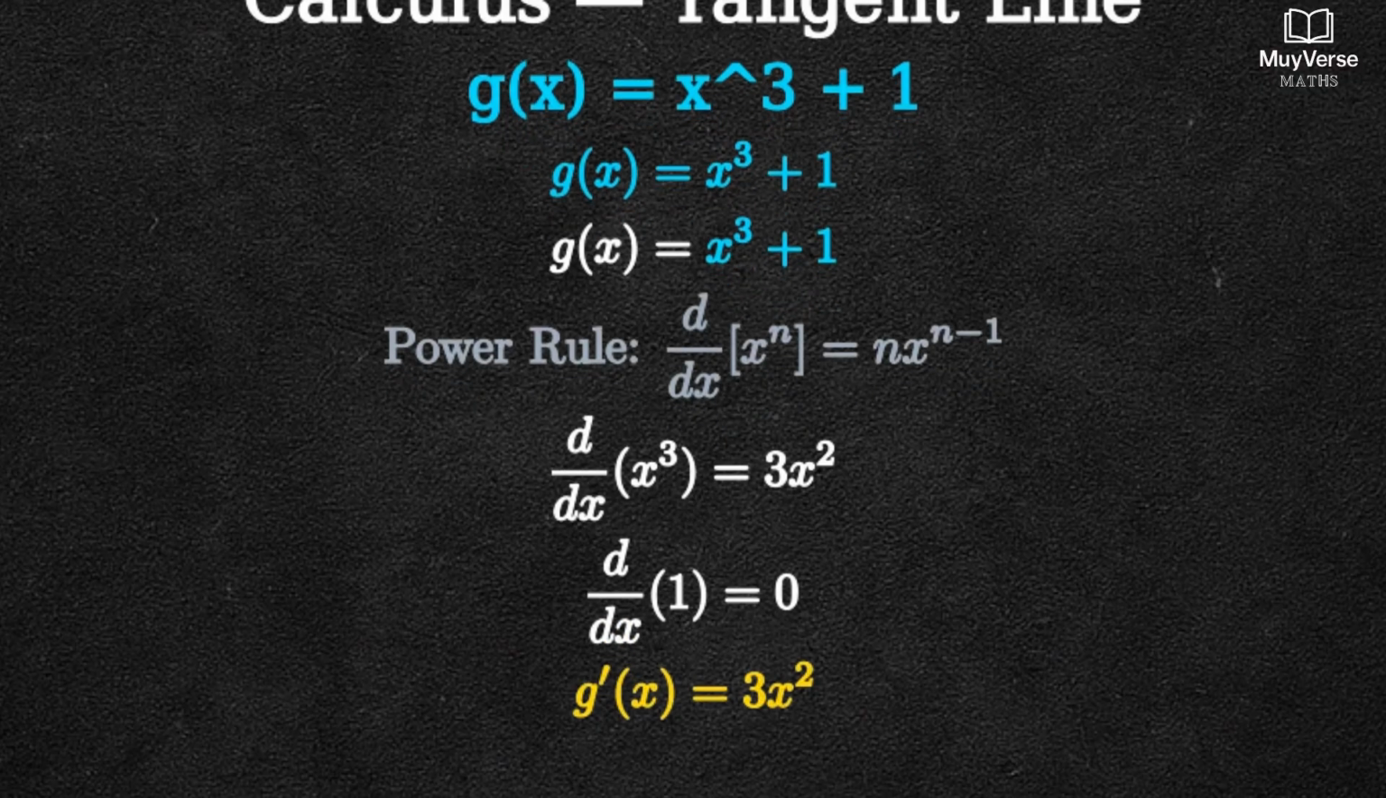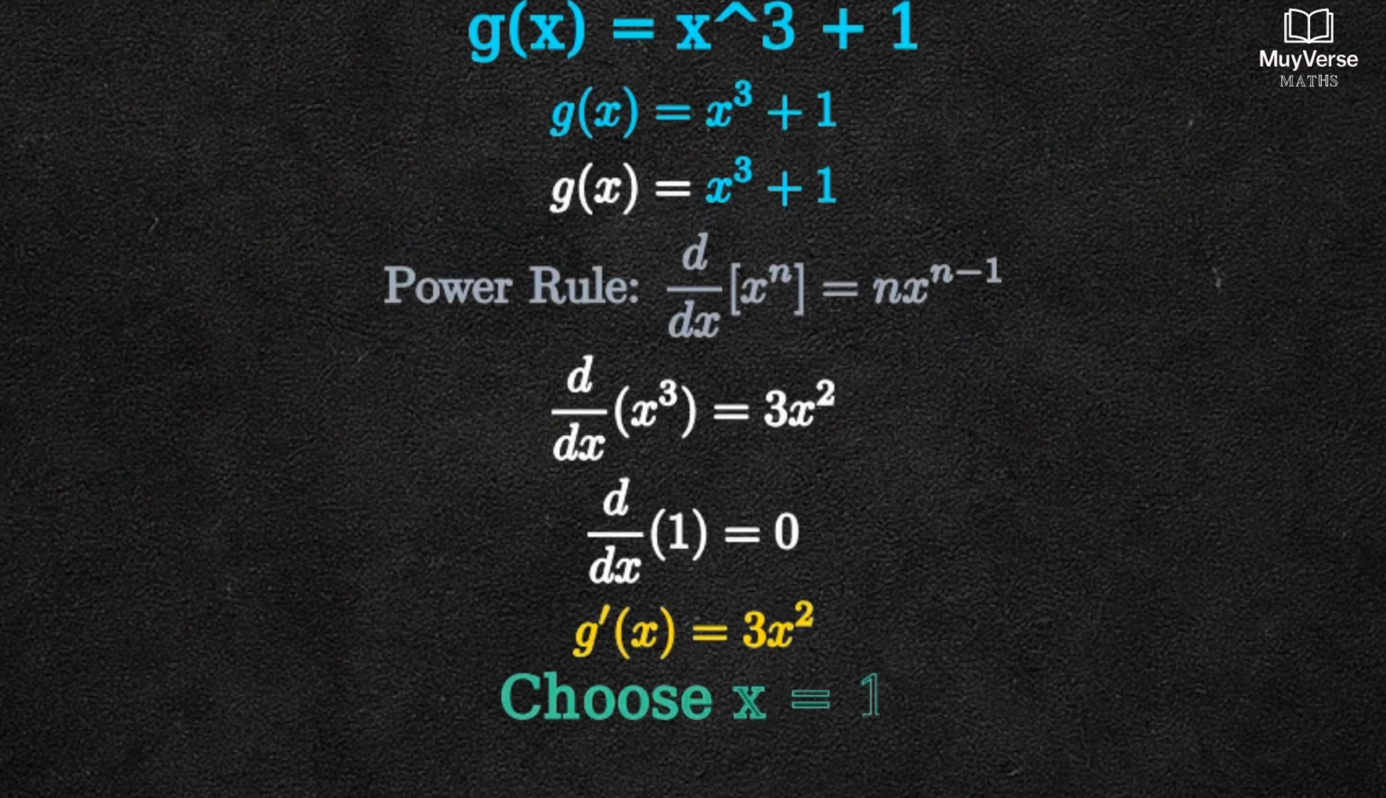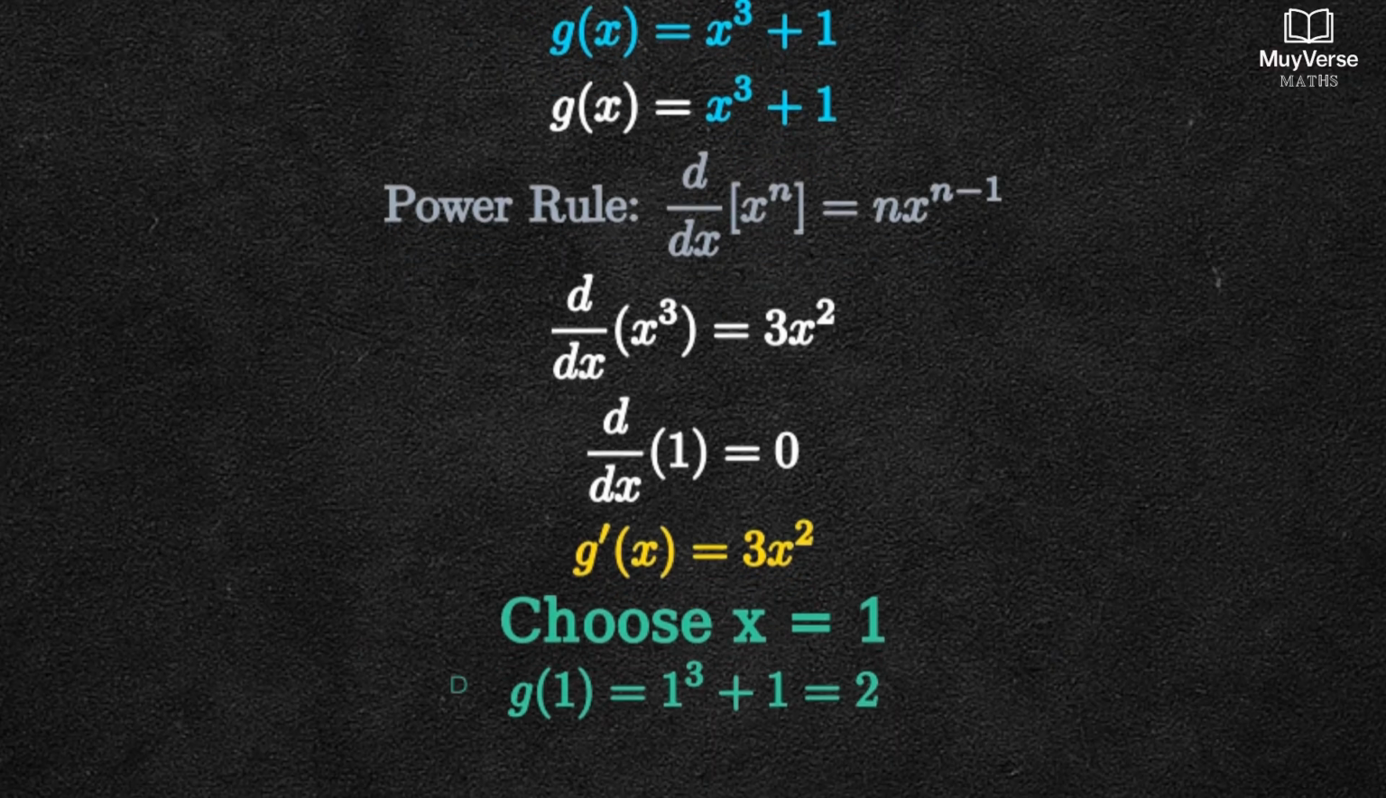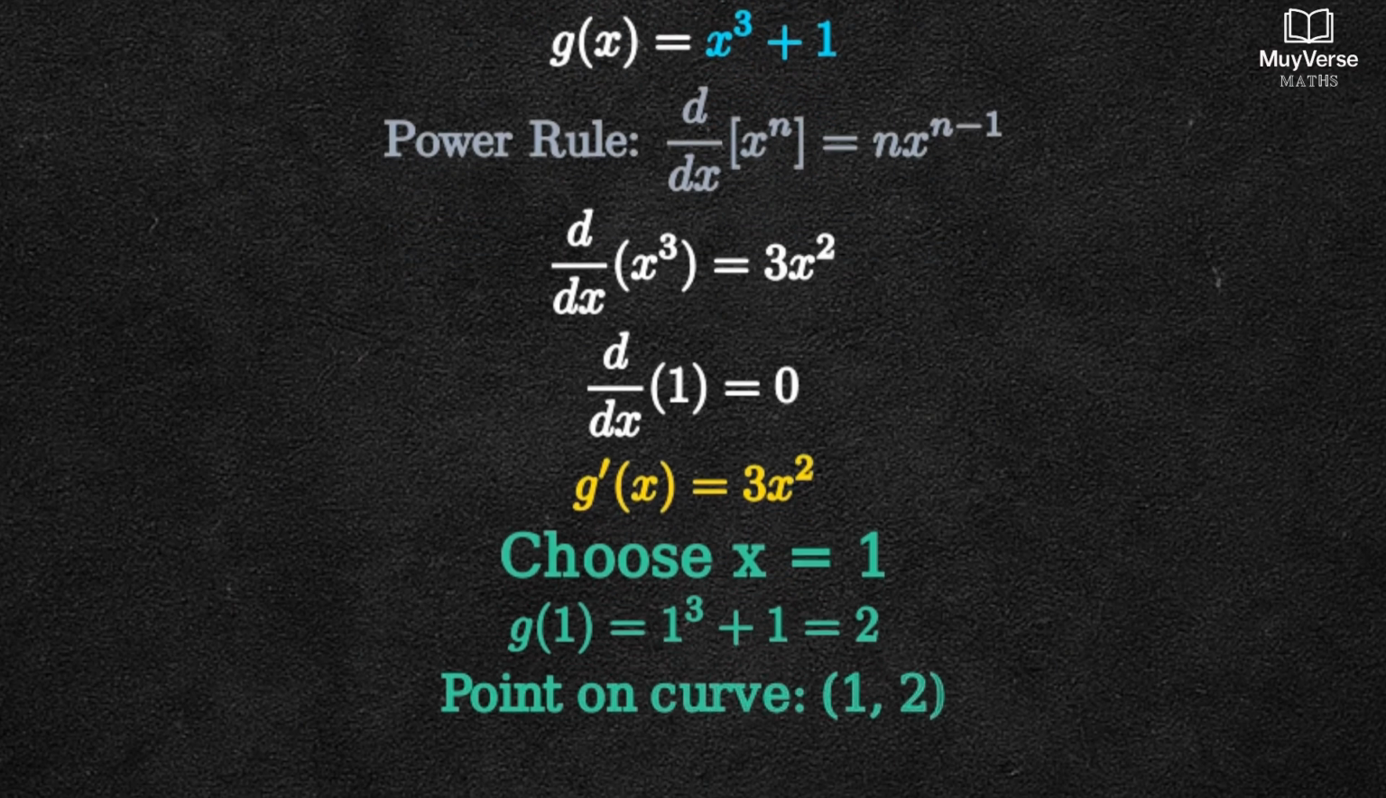Step 2. Choose a point on the curve. Since no point was specified, a simple and common choice is x equals 1. Compute the y value. g of 1 equals 1 cubed plus 1, which is 2. So the point on the curve is (1, 2).